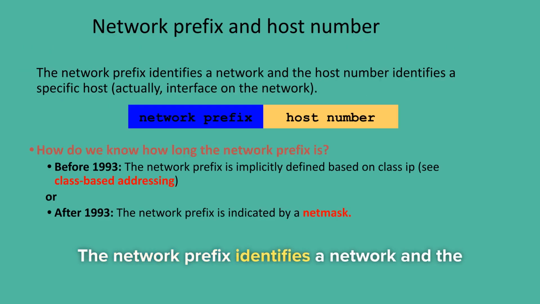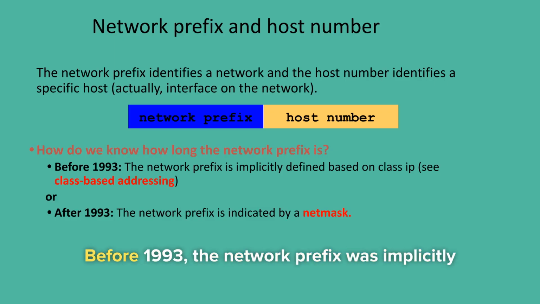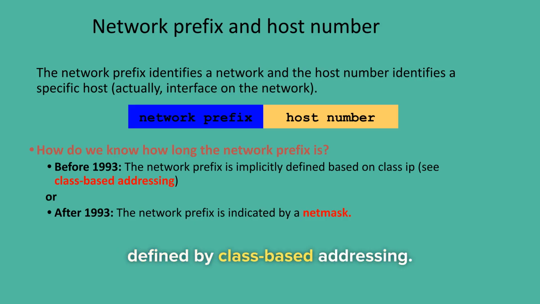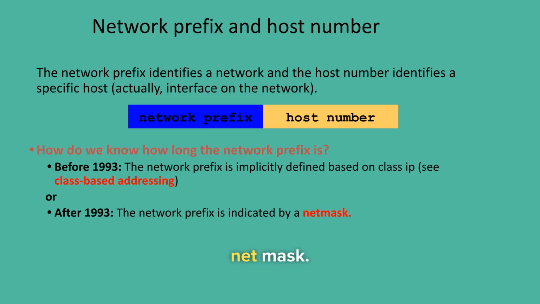The network prefix identifies a network, and the host number identifies a specific device. Before 1993, the network prefix was implicitly defined by class-based addressing. After 1993, the network prefix is indicated by a netmask.